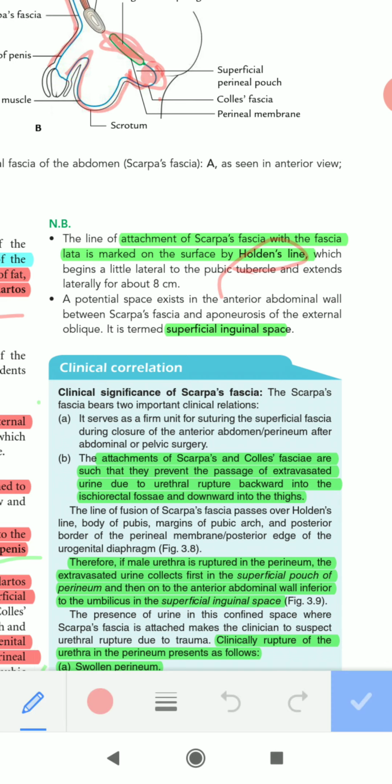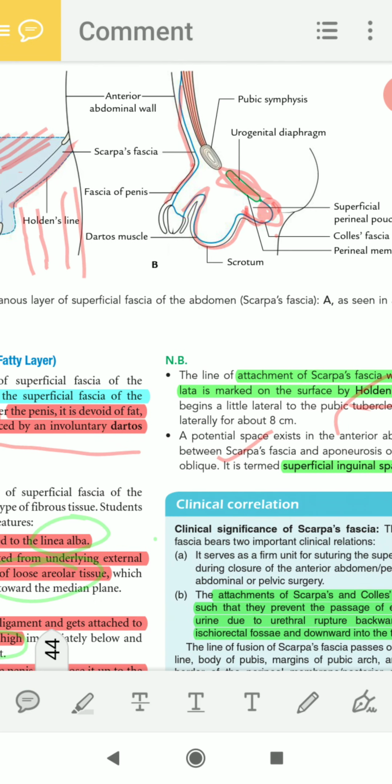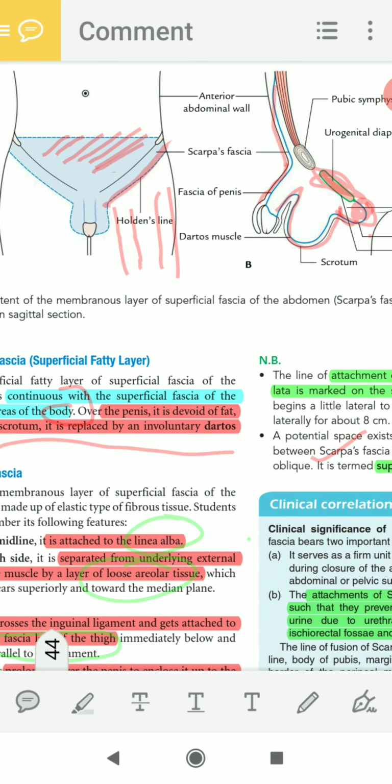Now come to another space, the superficial inguinal space. It is a potential space in the anterior abdominal wall between Scarpa's fascia and the aponeurosis of the external oblique muscle. It is known as the superficial inguinal space.